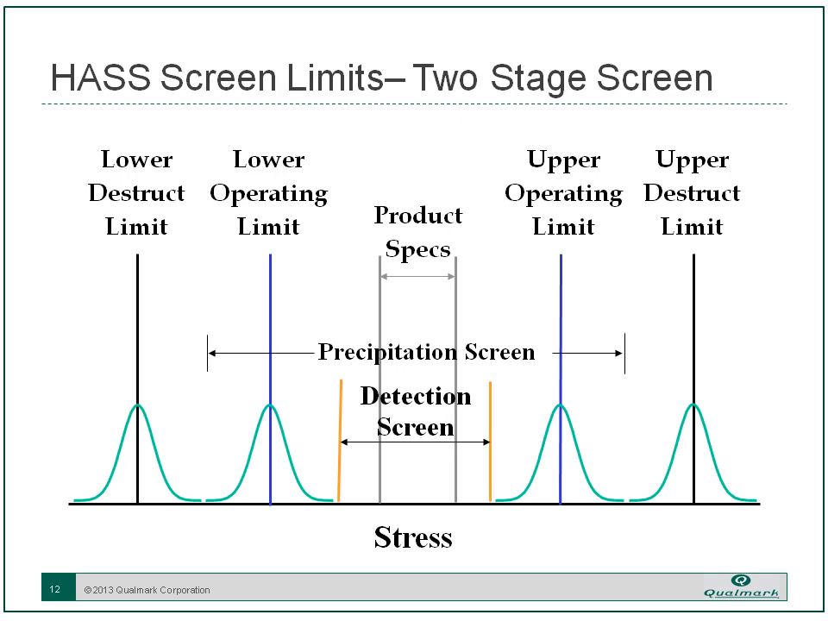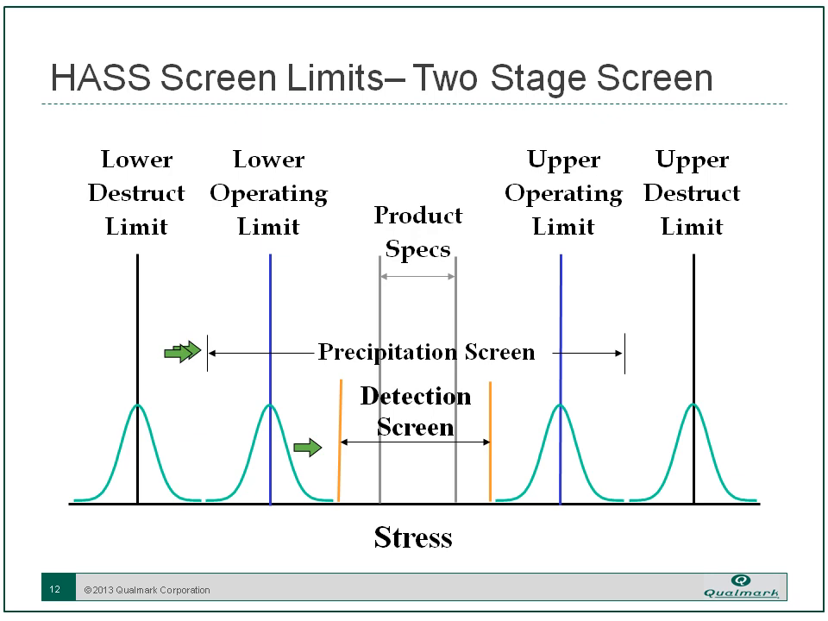The goal in HASS is to set up a screen that will push the product far enough that if anything has shifted and the details of those distributions have moved in, they will be identified in HASS. And a typical or a classic HASS consists of a precipitation screen that you see here and then a detection screen that you see here.